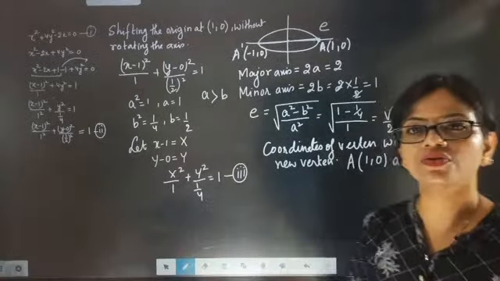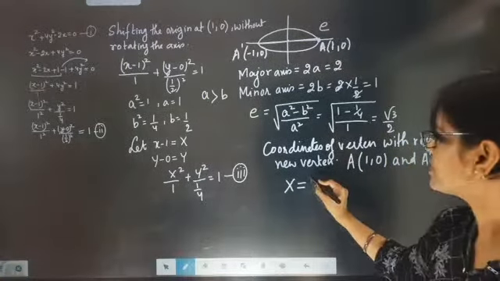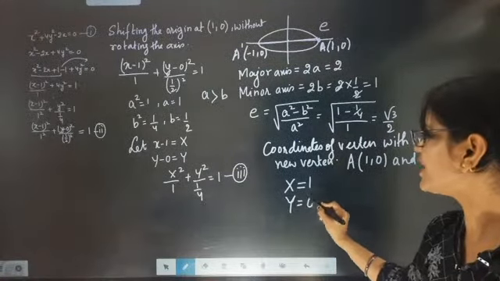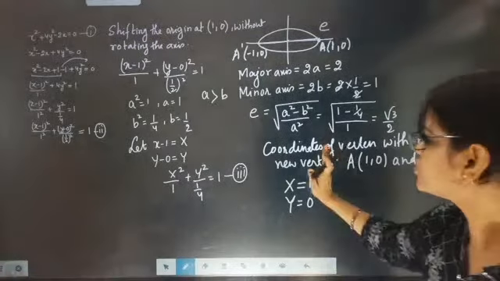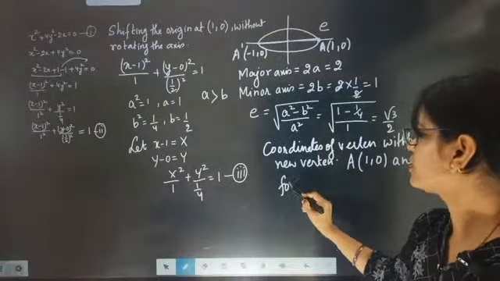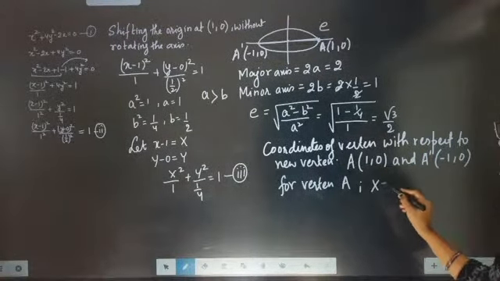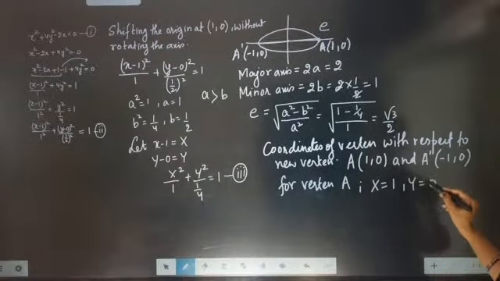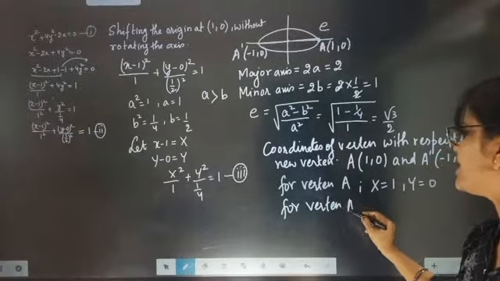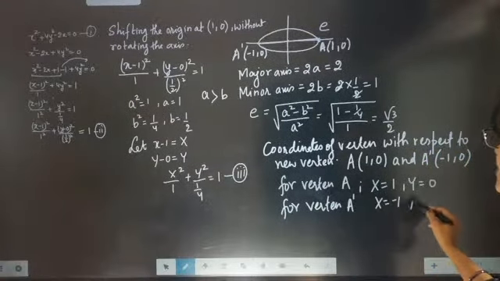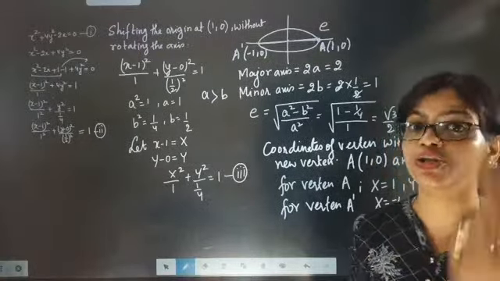So now we are going to write x and y value. So that means capital X is coming as 1 and y is coming as 0. So for vertex A, x is coming as 1, y is coming as 0. For vertex A dash, x is coming as minus 1, y is coming as 0. So now this is exactly the vertex for the new ellipse.